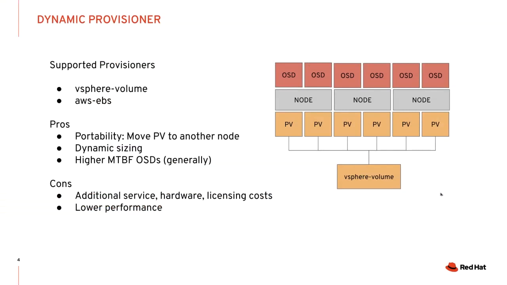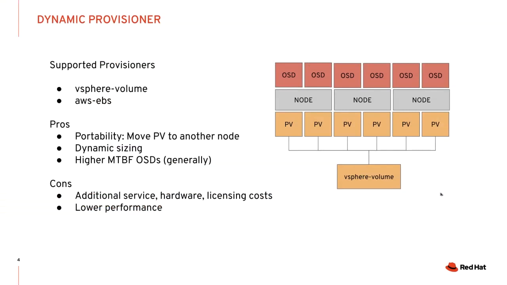There are a lot of advantages that you get from that, which I have detailed on the slide here. We have the ability to move that PV from node to node. So if you have a node that fails, or if you otherwise need to move one of those OSDs to a different node, you can do so without having to recover the data. It can just detach and attach to another node. That's a nice convenience. There are some limitations: if you're using EBS, the EBS PV can only move within the same availability zone. So it's not perfect, but it is a nice thing to not have to necessarily recover data if one of your OCS nodes goes down.